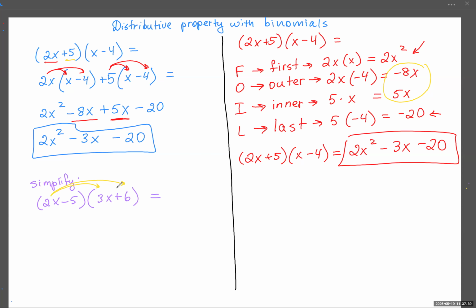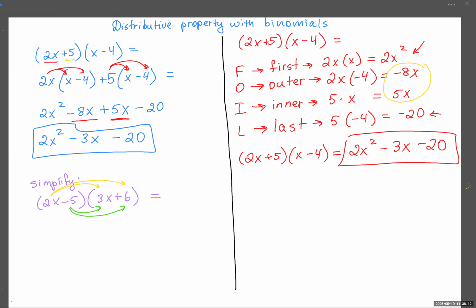I'm going to multiply the 2x by everything inside the second parenthesis and then negative 5 by everything inside the second parenthesis. I personally do prefer the double distributive property method instead of the FOIL method. I feel like it works in more scenarios than the FOIL. So let's go ahead and follow the double distributive property method without actually writing it out as a double distributive property. So I'm going to focus on 2x. I'm going to multiply it by everything inside the second parenthesis.